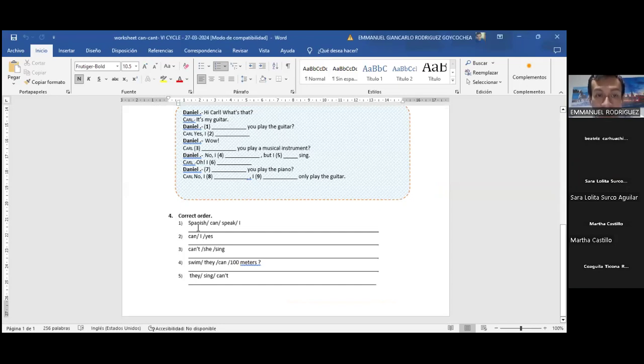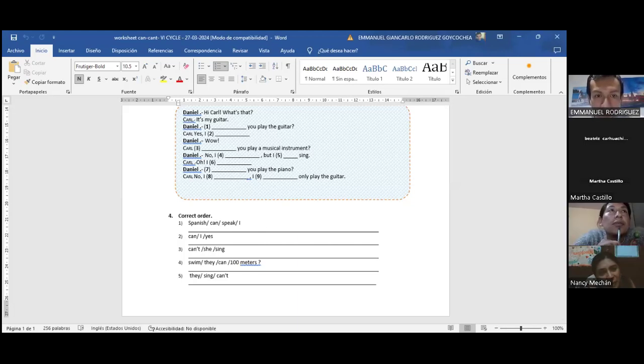Number one, Spanish, can, speak, I. Ahora, ¿qué es lo que vamos aquí a hacer? Ordenar. Por ejemplo, si yo digo Spanish, can, speak, I. ¿Cómo sería la oración que voy a ordenar? A ver. I can speak Spanish. Okay, muy bien.